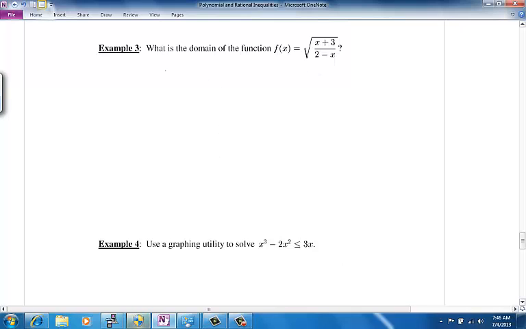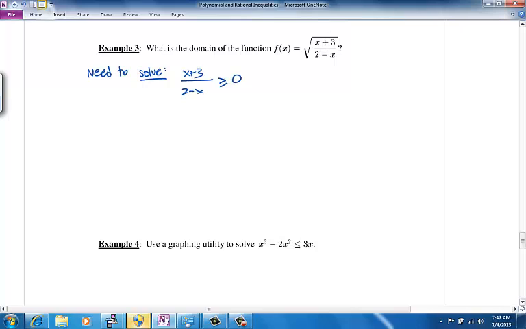So the last example here is talking about domains. If we have a square root function, keep in mind that whatever's inside that square root needs to be positive. So if I want to find the domain of this function, f of x equals square root of x plus 3 over 2 minus x, I need to solve x plus 3 over 2 minus x greater than or equal to 0, because I want to know where the value of that expression inside is positive or equal to 0.